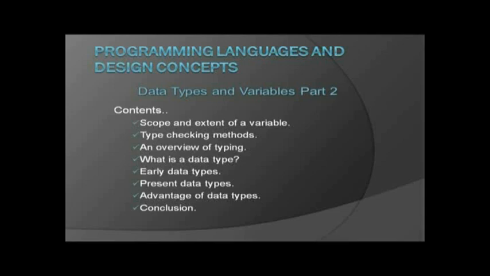Data types and variables. Part 2. Here are the contents. Scope and extent of a variable. Type checking methods. An overview of typing. What is a data type? Early data types. Present data types. Advantage of data types and conclusion.